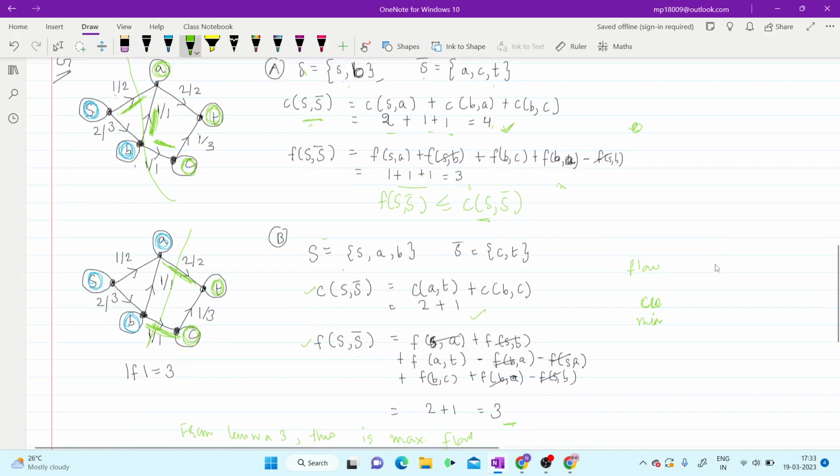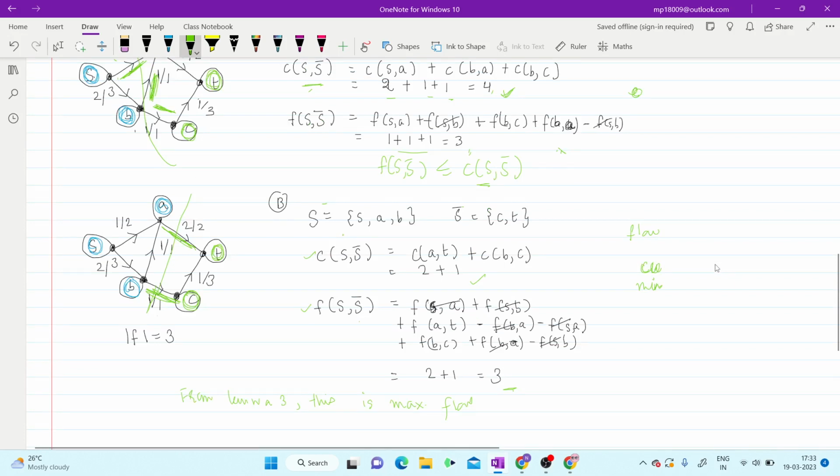So in this example we are seeing that the flow value is 3, and the capacity is also 3. So the hypothesis of lemma 3 is satisfied, that the capacity is equal to the flow. And if such a thing happens, then this cut is the minimum cut. That is, if you take any cut and compute its capacity, the capacity of any cut will be greater than or equal to 3. It cannot be less than 3. Therefore this is the minimum cut. So is it clear now?